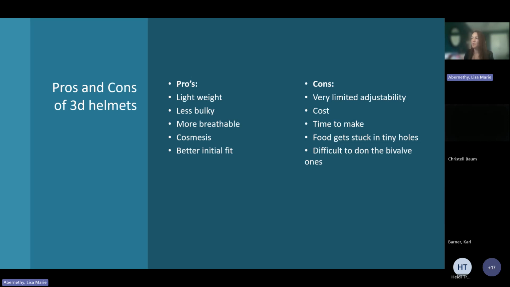For the cons, however, you still have limited adjustability, even though it fits better up front. The cost can be a little bit more than the traditional, and sometimes it takes a few more days to deliver, which could be important depending on the parent situation. I also heard a lot that food from the babies gets stuck in the tiny holes, and that's frustrating for the parents to try to get out. And then it can be very difficult to don the bivalve. So I would be curious, since some of you do 100% 3D printed, if you feel that these are reflective of what you see in the clinic.